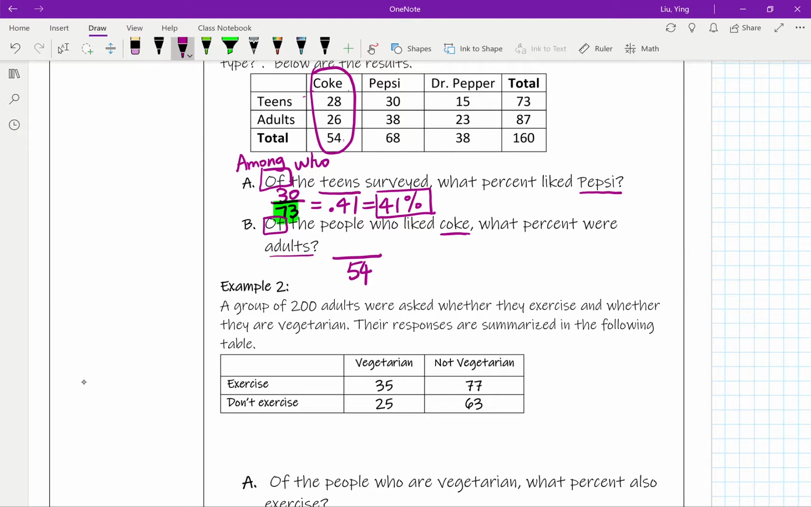Okay, so like Coke, also have to be an adult. Oh, 26 people are like that. And that's how we would set up a fraction. So put in a calculator, 26 divided by 54. And the number, if you round it, is 0.48, times 0.48 by 100. And that is 48%.